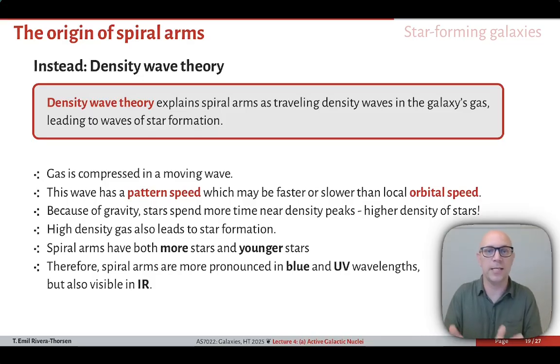But the high density gas also leads to a wave of star formation. And star formation means more stars and younger stars. Younger stars means brighter stars. And brighter stars are way, way more visible than just a slight peak in the density of the less bright stars. As we remember from before, the younger stars are more massive. They are much, much brighter than the less massive stars.